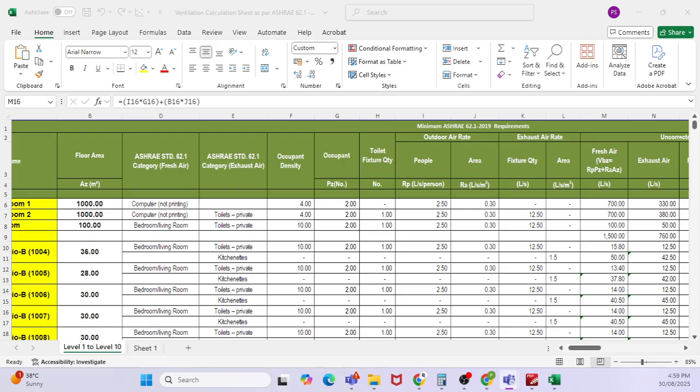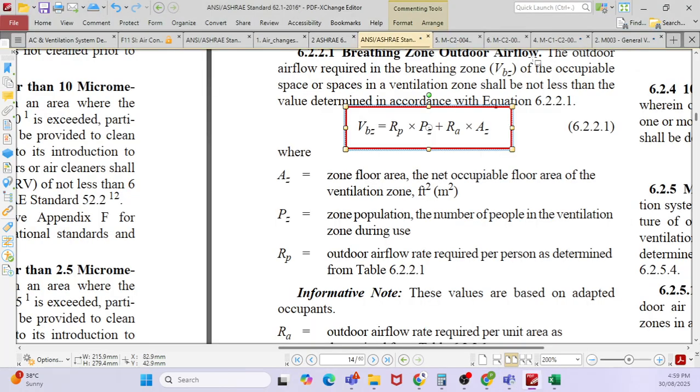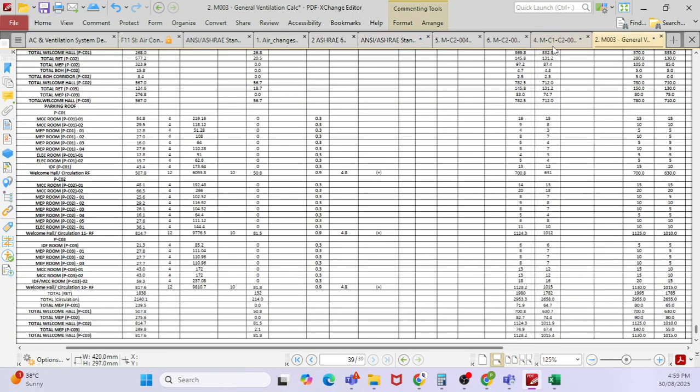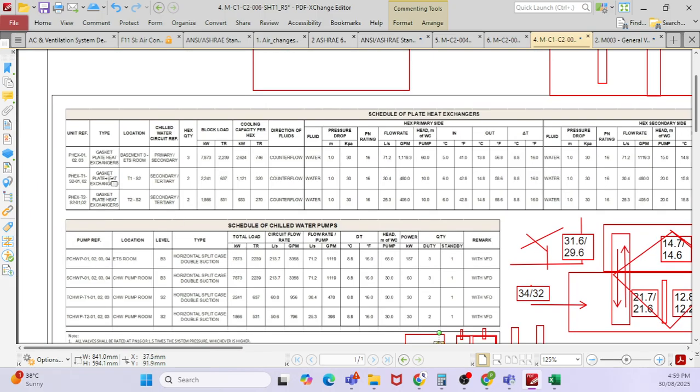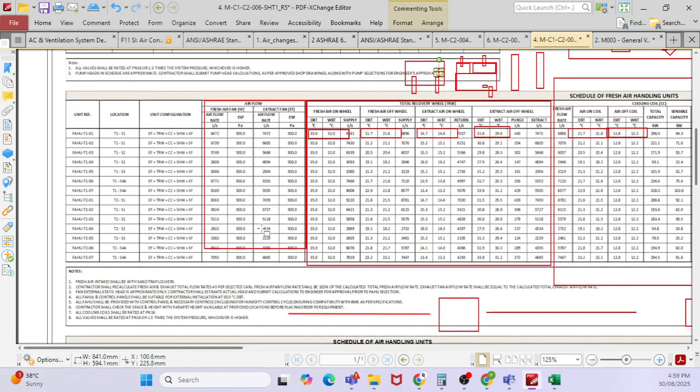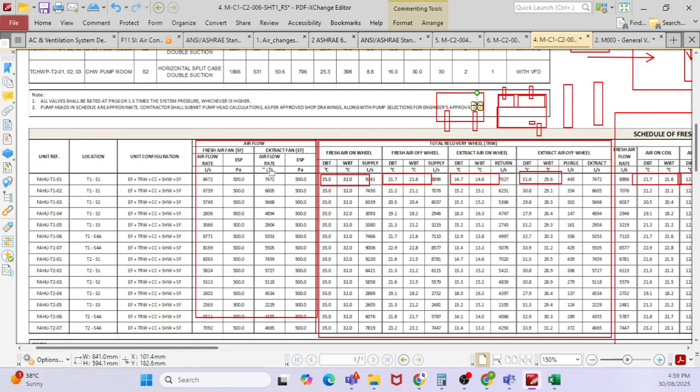Okay, so here you got an idea how to calculate fresh air and exhaust air. This is your equipment schedule. You can see the fresh air airflow rate, and also you will find how much the exhaust airflow rate is. Comparing it, it is less: 8472 and 7472.